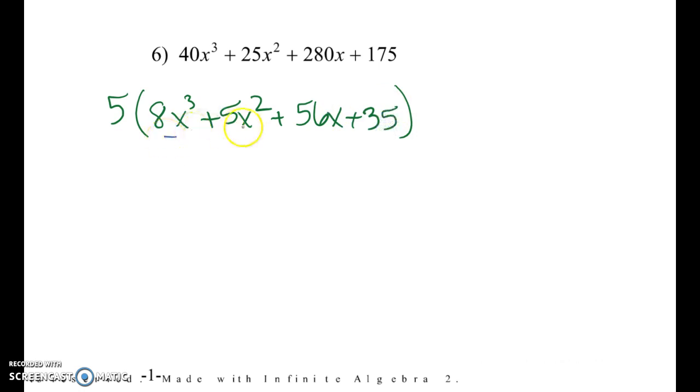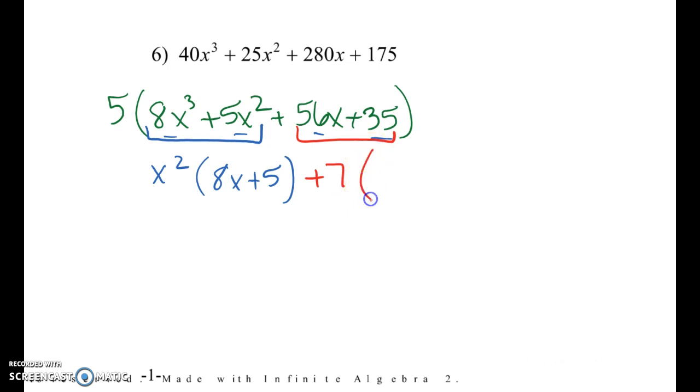So I notice that I have 4 terms here, so that tells me I'm going to do factor by grouping. This group right here has an x squared in common. So I'm going to take out an x squared, and I'm left with 8x plus 5. This group right here has, what goes into 56 and 35? I think it's 7. Let's see. 56 divided by 7 is 8, and 35 divided by 7 is 5.